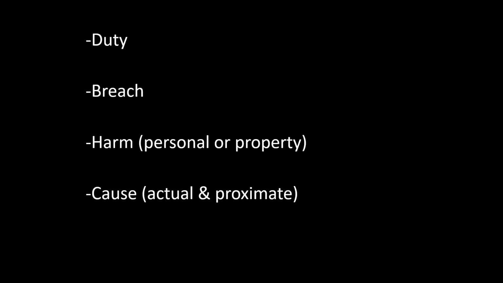There are 4 elements that a plaintiff, the injured party, would have to prove. They would have to prove that some duty existed, that the defendant had a duty to them, a breach of that duty, some sort of harm or injury, which could be personal or property related, and that the breach caused that harm. And there are 2 components to cause. We say that we have to have an actual cause and we have to have a proximate or legal cause. And I'm going to break those up.